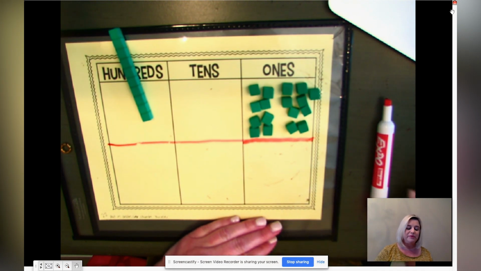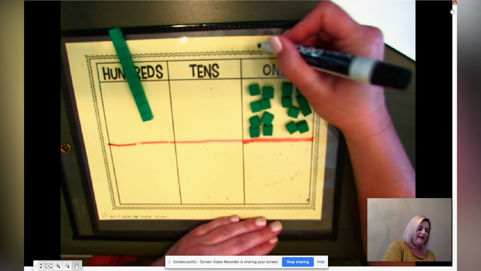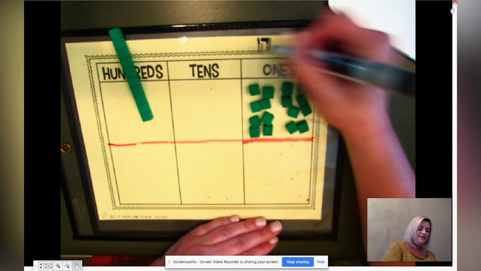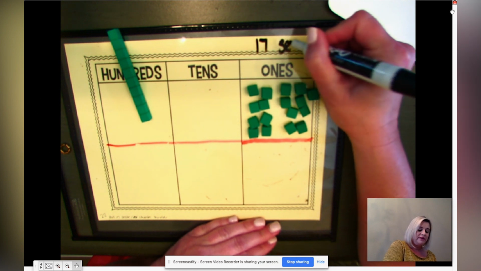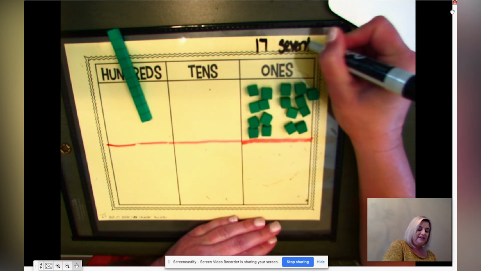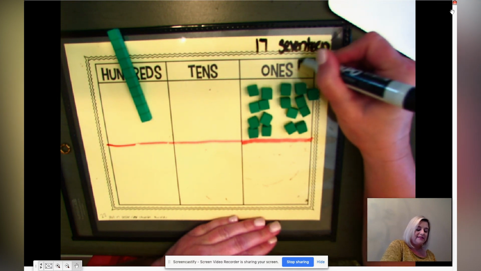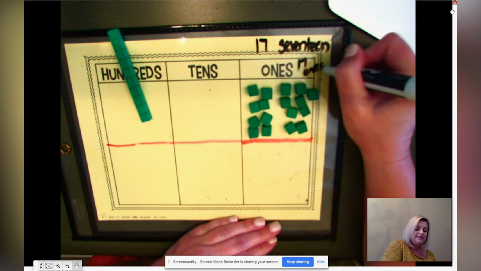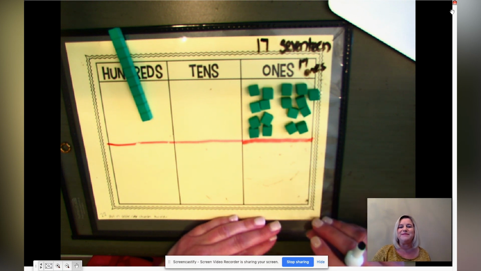Do you remember the different ways we can write it? We can write it as the number 17. We can write it as the word form, seventeen. And we can also write 17 ones. Good job. Now, let's do it again, but this time, let's bundle and make a 10.